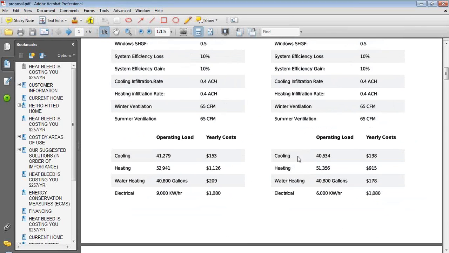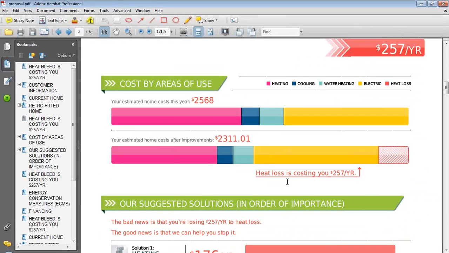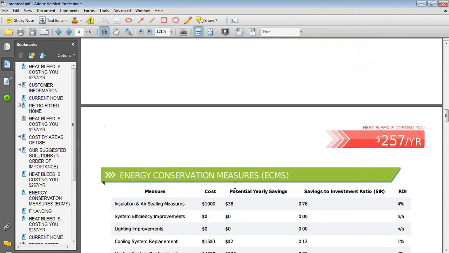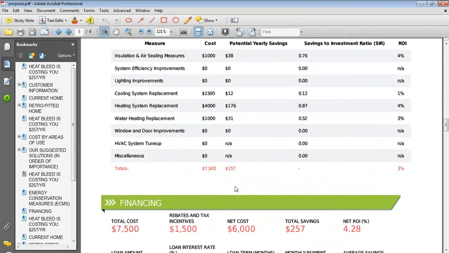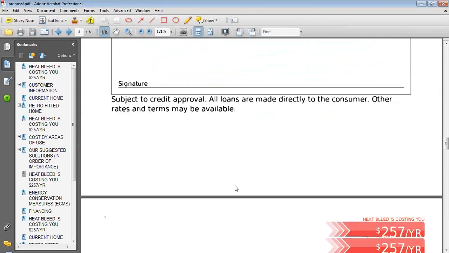Here's my loads based on the changes that I made. So a slight tweak in the load calculation there. All right, and then here are the same summaries you just saw a minute ago on that other screen. It's all in the PDF report that you can either save and email to them or print and bring to them. And then the financing thing we talked about on the bottom there.